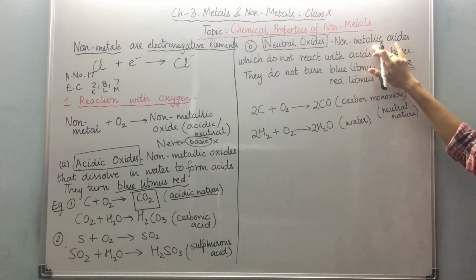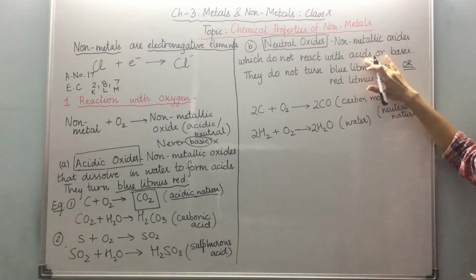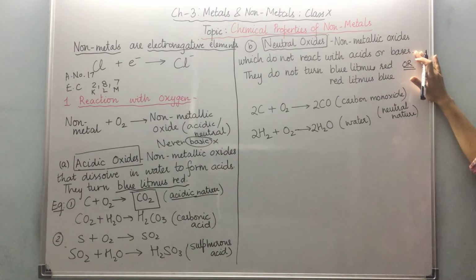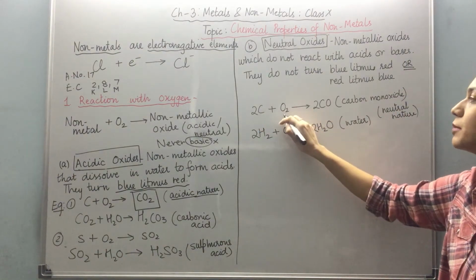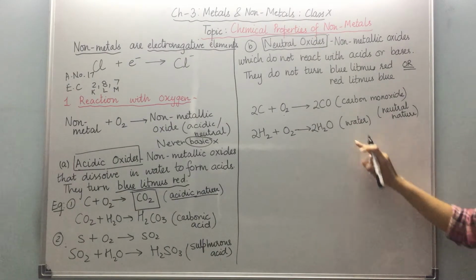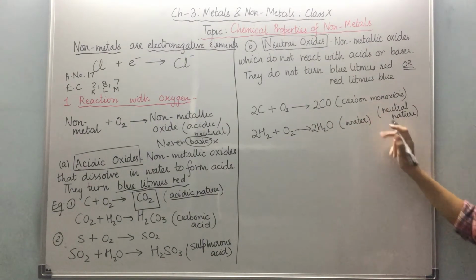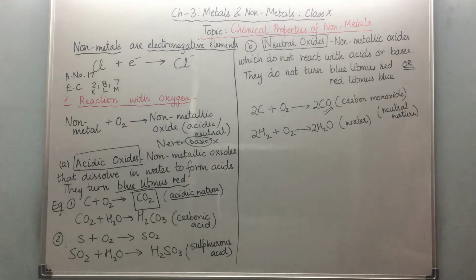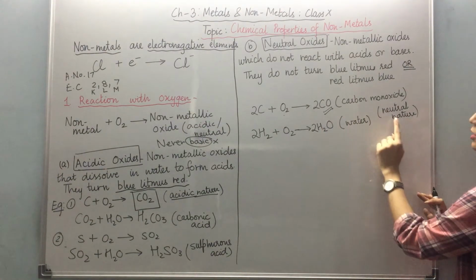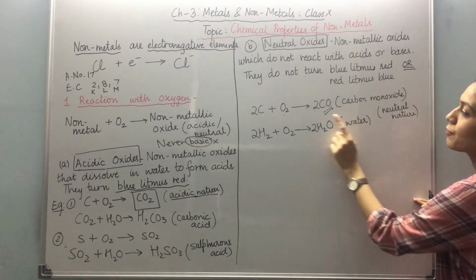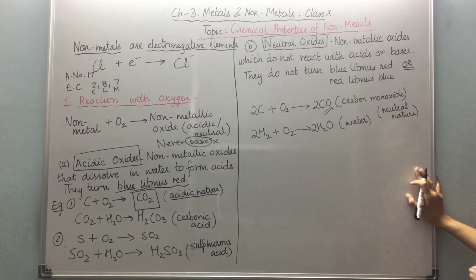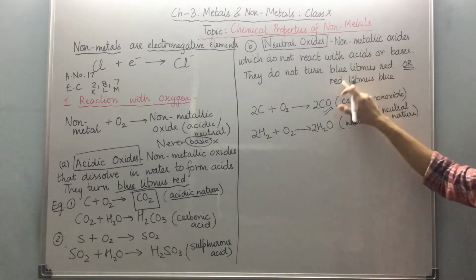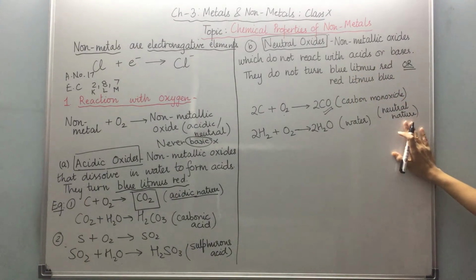Whenever any non-metallic oxide does not react with any acid or base, it's called a neutral oxide. For example, if we burn carbon in the presence of a limited amount of oxygen, it forms carbon monoxide. So this oxide of carbon, carbon monoxide, is neutral in nature. How do we come to know about it? If we dissolve it in water, it does not change into any acid, and it does not turn blue litmus red or red litmus blue, so it is neutral in nature.